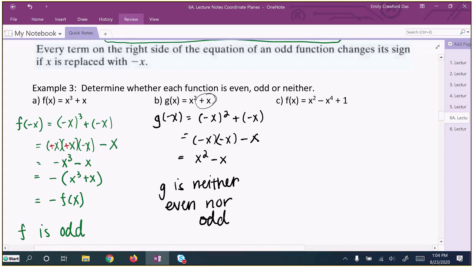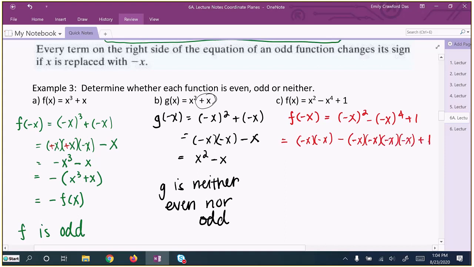Okay, last example. Let's take a look at f of x is x squared minus x to the power 4 plus 1. I start by plugging in minus x. I say this is f of minus x equals minus x squared minus x to the power 4 plus 1. And I know that that's equal to minus x times minus x, minus x to the power 4 means I multiply minus x 4 times, and plus 1. So minus times minus is positive. That means this becomes x squared.